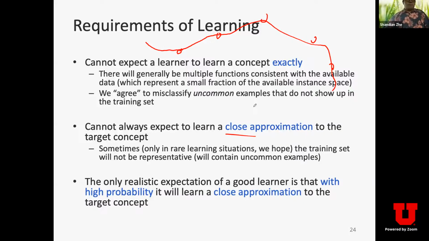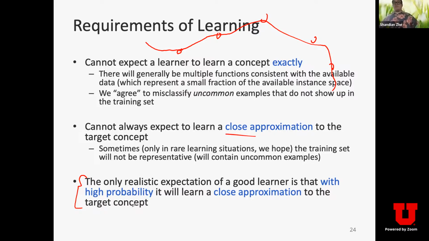Which can end up with a very bad hypothesis, which is quite far away from the ground truth. So that means we cannot always expect to learn a close approximation to the target concept. The realistic expectation will be some kind of probability statement. If we could claim that some learner can, with high probability, find a close approximation to the target concept, then we're successful. That's the basic idea.